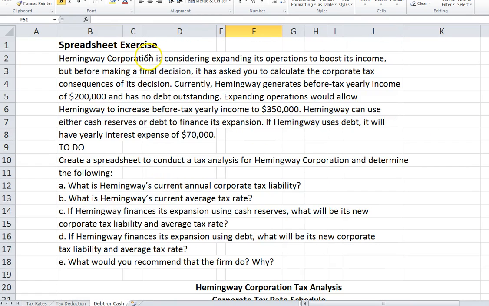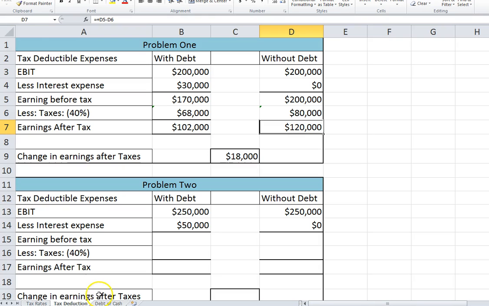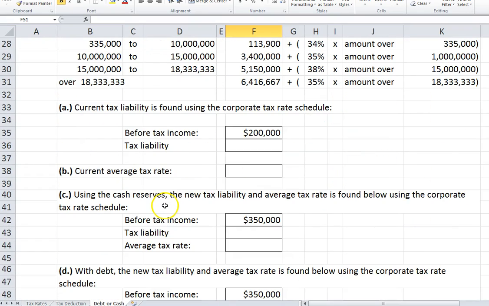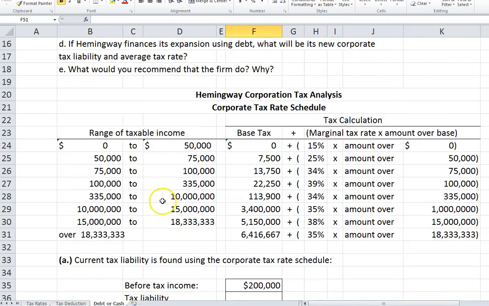And again, this spreadsheet exercise is directly from the book. It's the end of chapter spreadsheet exercise, and I want you to do your best with this. So I've given you the basic concepts and skills in these first two spreadsheets, and then the third one, I want you to apply that to this more comprehensive problem and do the best you can with it.